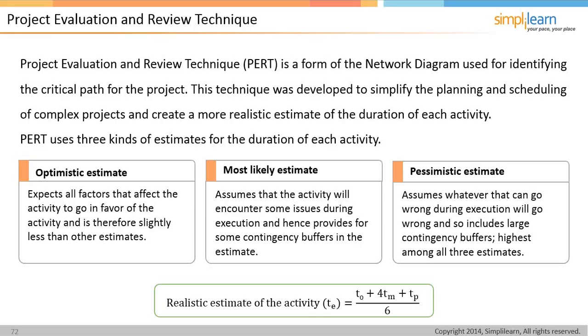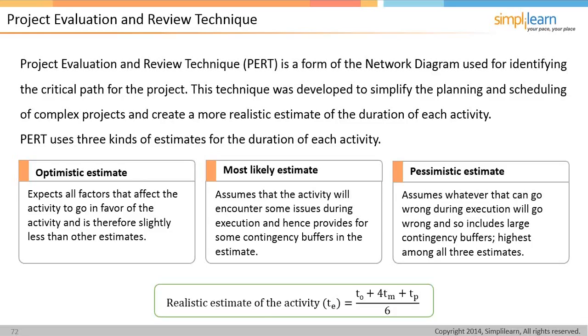There's also the PERT, or the Program Evaluation and Review Technique. It's a form of a network diagram. We use it to identify the critical path for the project. This technique was developed to simplify the planning and scheduling of complex projects and creates a more realistic estimate of the duration of each activity. It uses 3 kinds of estimates for the duration of each activity: the optimistic estimate, the most likely estimate, and the pessimistic estimate.